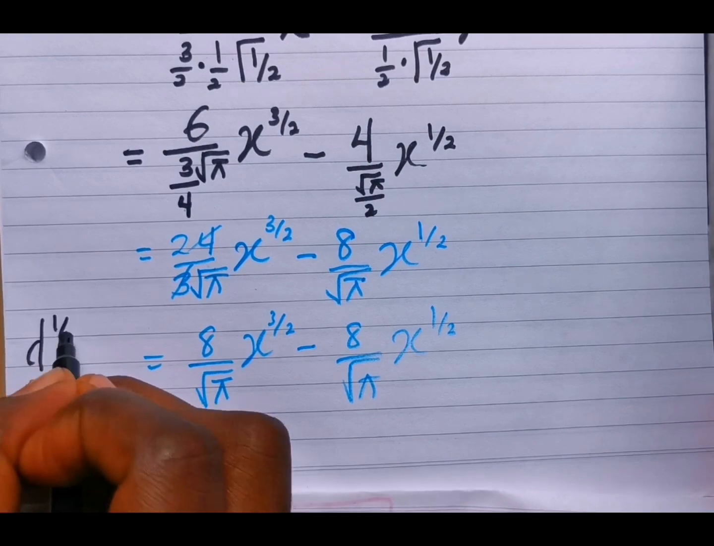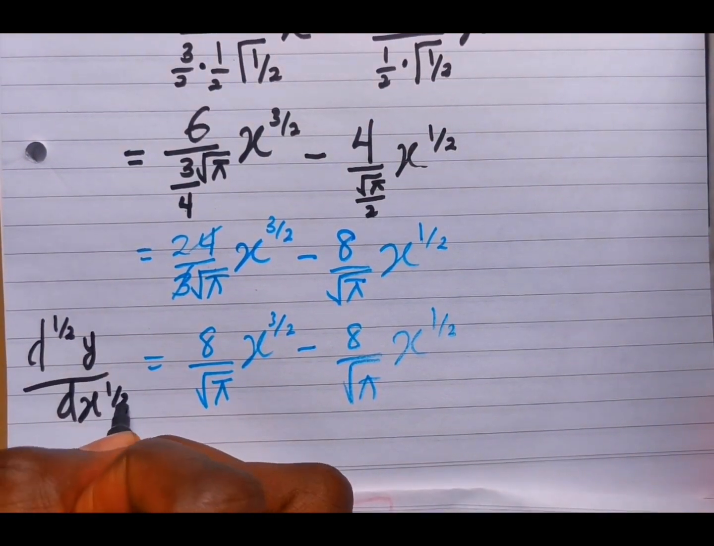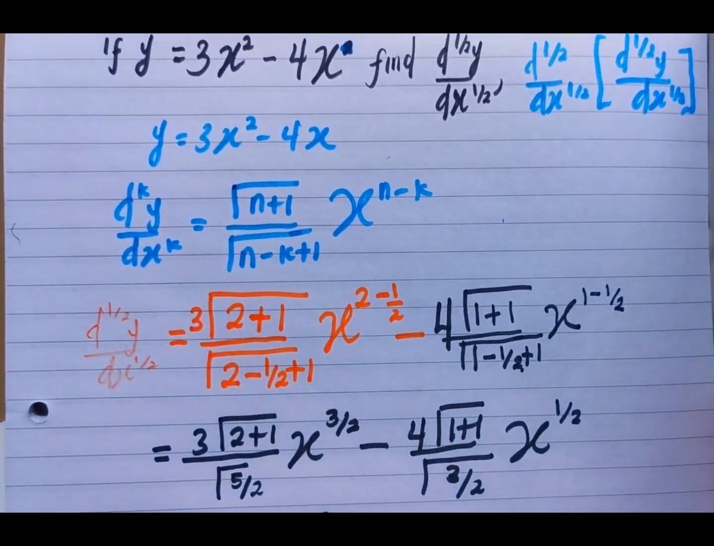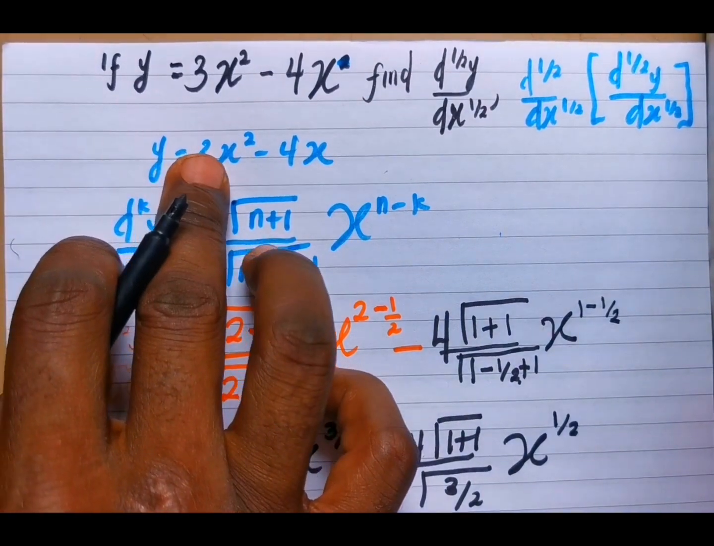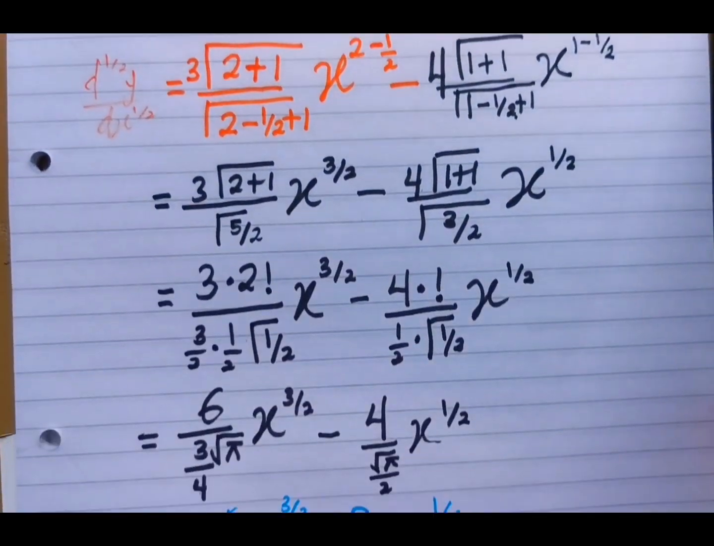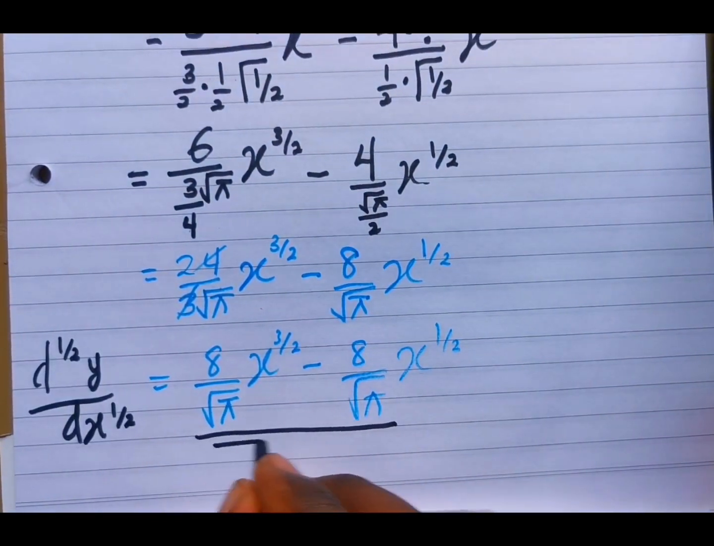The half order derivative of the given function. What's our function? This is our function over here. This is the given function. So the half order derivative of this given function is equal to what? So this is our final answer.